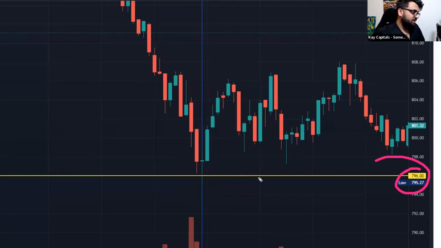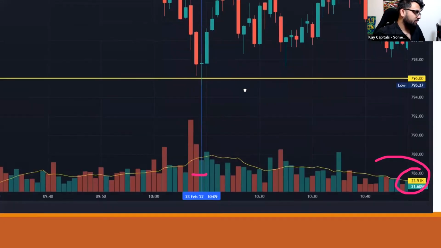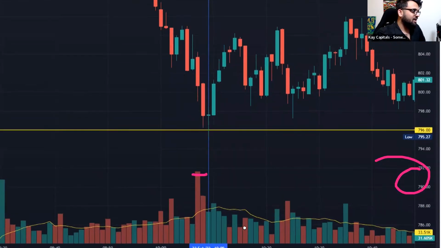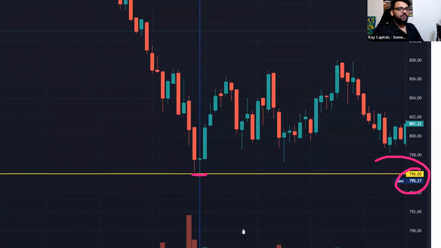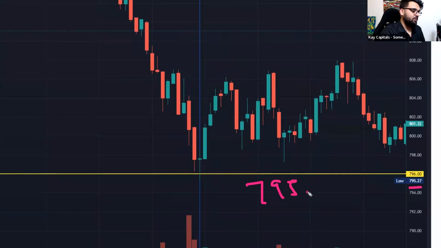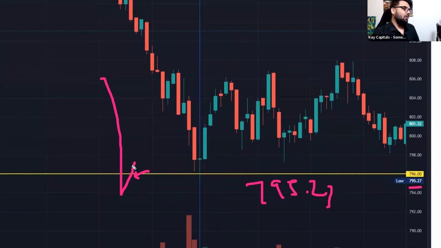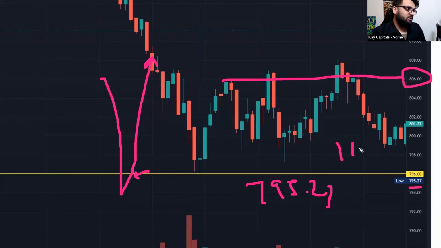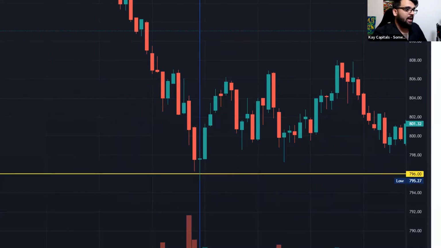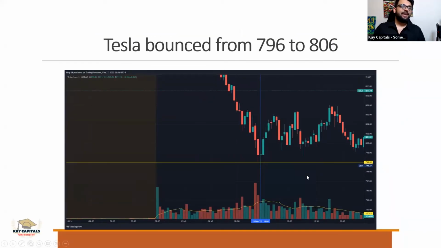So you see 796. Let me show you the time so you guys know that I'm not making this up. 10:09. So it happened exactly at the same time that I'm showing you. Prices broke below 796, as you can see, it came down to 795.27. The moment it reclaimed, feel free to enter the calls if you want to, because the critical level has been reclaimed, and we bounced to 806. A $10 bounce. That's a big bounce on Tesla, and if you trade Tesla, you know this. So that's an example of a stacked bid.